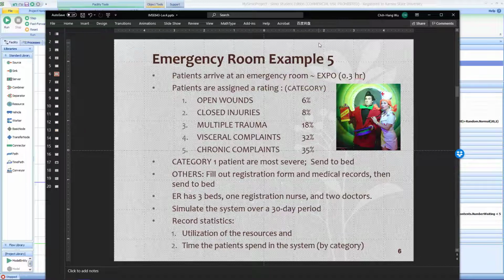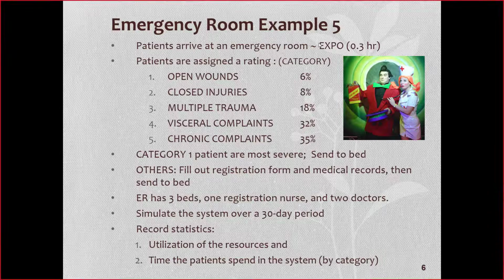The next example we have is an emergency room example. You can download the model already from Canvas. You can follow what I'm doing on the video. In the emergency room example, patients arrive at the emergency room based on an exponential distribution with a mean of 0.3 hours, which is about 18 minutes or so.